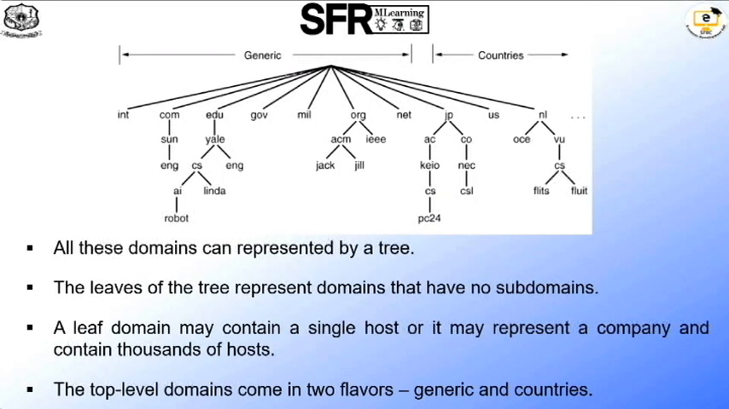Here this picture indicates that all these domains can be represented by the tree. The leaves of this tree represent domains that have no subdomains. The leaf domain may contain a single host, or it may represent a company and contain thousands of hosts. The top level domains come in two flavors. One is generic and the other one is country.